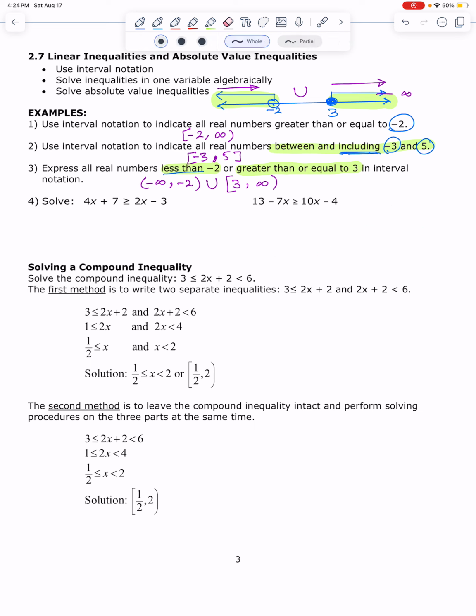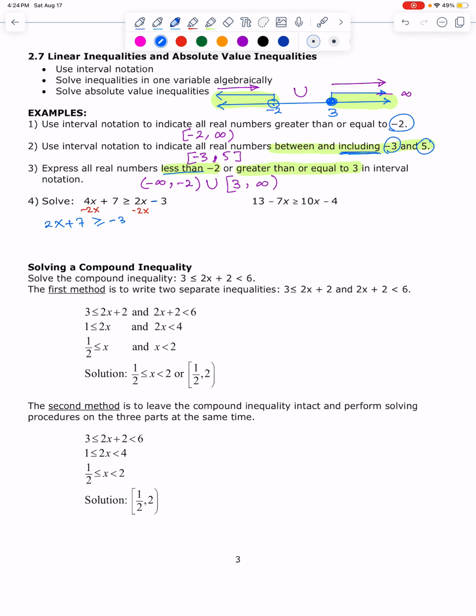Okay, so same here. We're going to begin with the first one, 4x plus 7 greater than or equal to 2x minus 3. So I'm going to gather all of the x terms to one side, and I will put all of the numbers to the other side of the inequality sign. So I'm going to subtract 2x from both sides of the equation. What we get is 4x minus 2x is 2x plus 7 is greater than or equal to -3. Don't forget that negative sign.